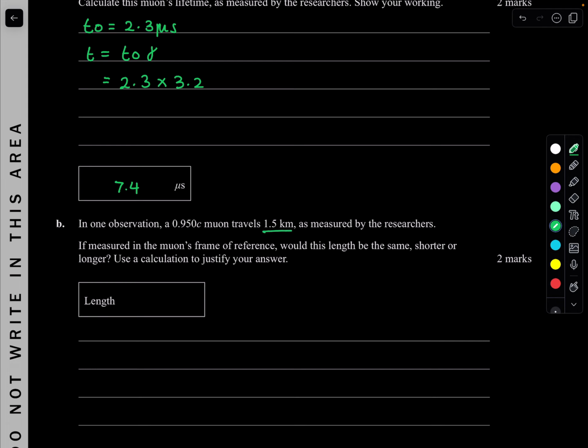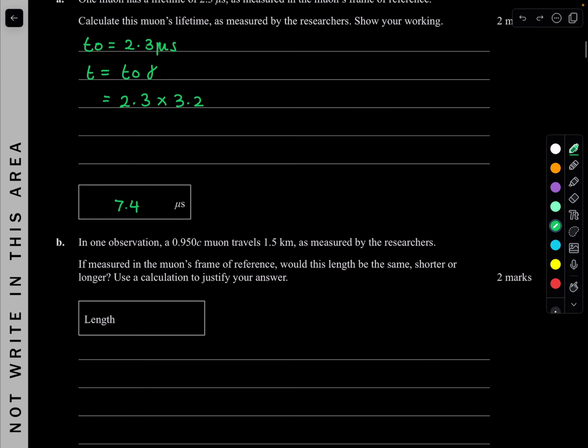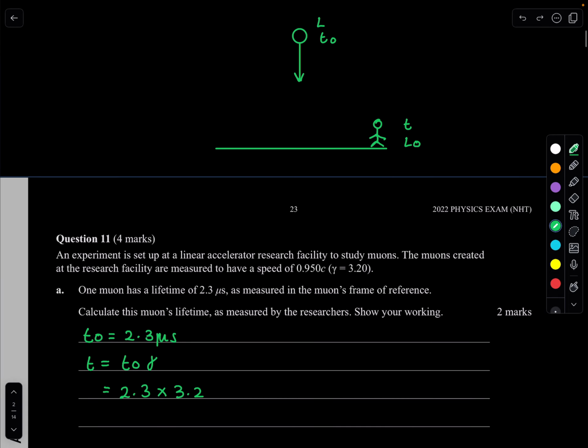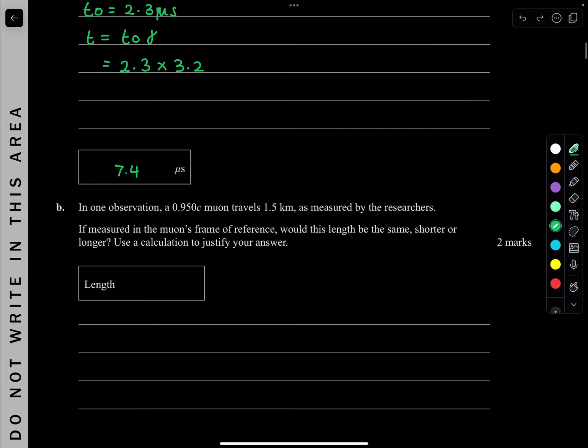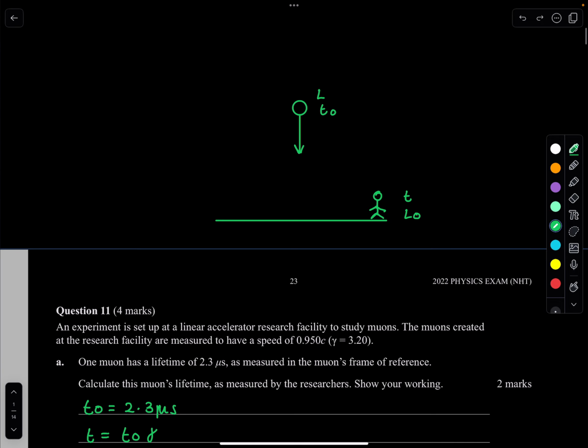In one observation, a 0.950 c muon travels 1.5 kilometers as measured by the researchers. So we're measuring length from this researcher's point of view or frame of reference. So the researchers are going to be measuring proper length, basically. That's our proper length. If measured in the muon's frame of reference, would the length be the same, shorter, or longer? So remember, in the muon's frame of reference, what is it going to measure? It's going to measure length contraction.